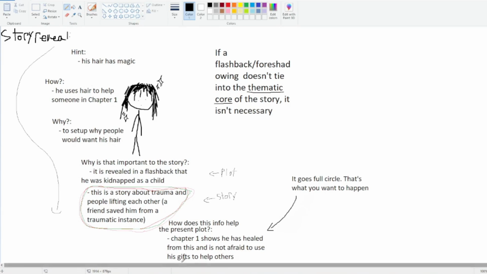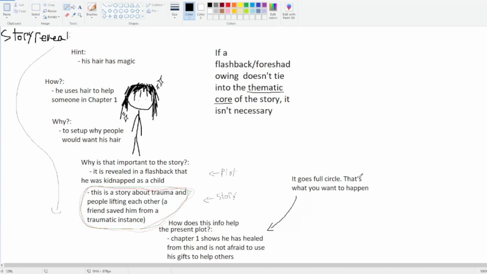This is why plot twists and backstories and flashbacks are very similar, because they have the same purpose, which is to better reveal what the actual core of the story is. And you need to be able to see it that way. Otherwise, it's going to be a lot harder to write your own stories in a deeper and more meaningful way, is what I mean.